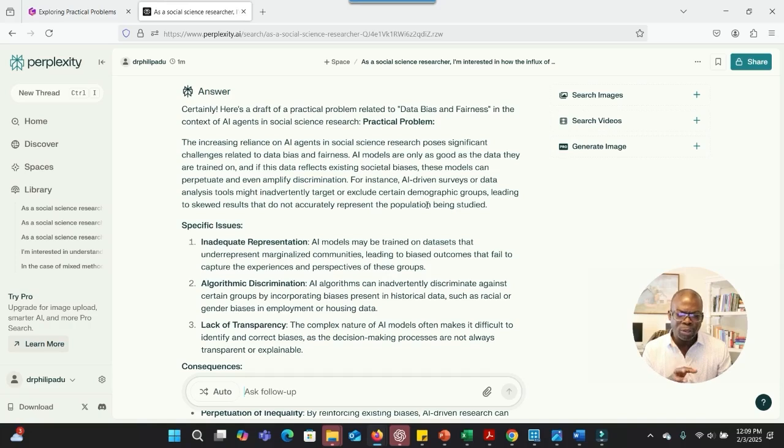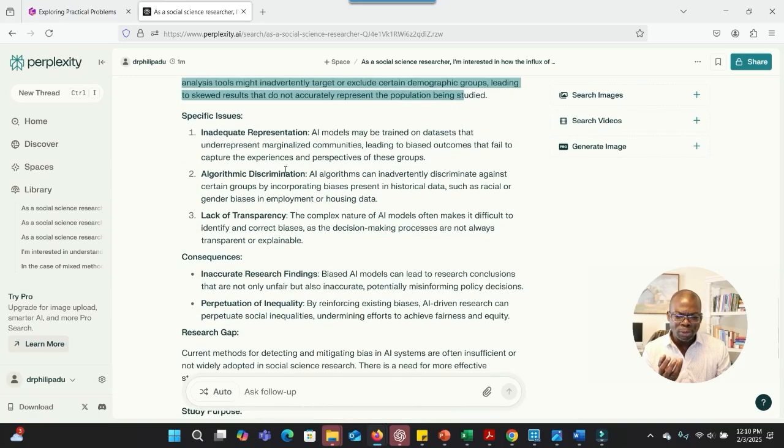I think this is quite similar to the one that Twitter gave us. You see, the system specifically stated a problem, gave us a little bit of an implication of the problem, why the problem exists, how it may affect research, and then provided an example. So that is very important, and it also gives us the specific issues.